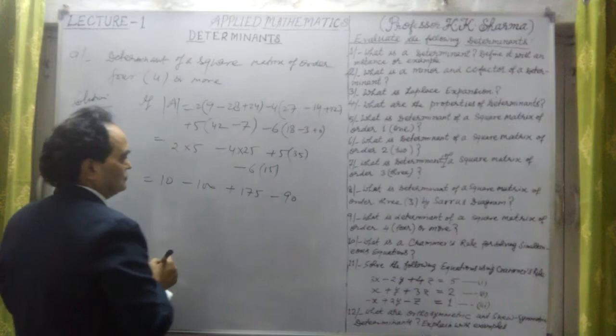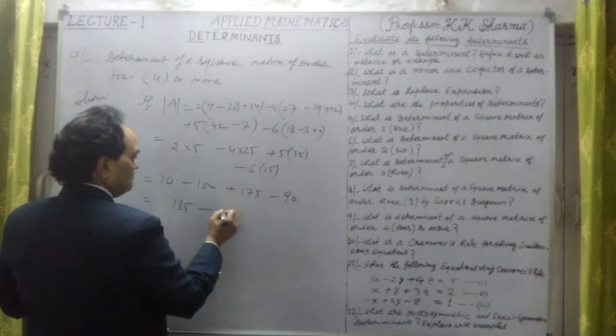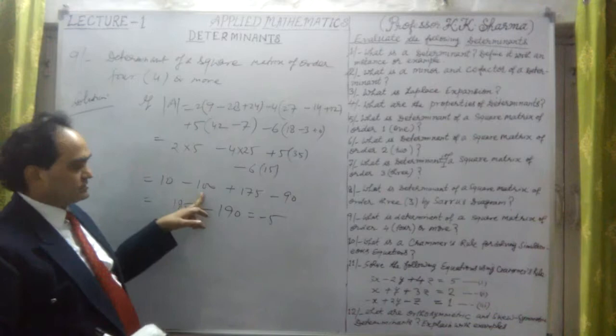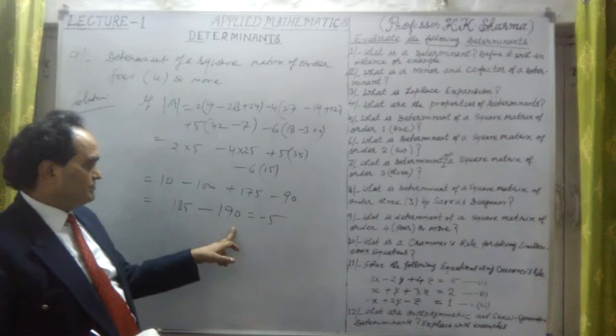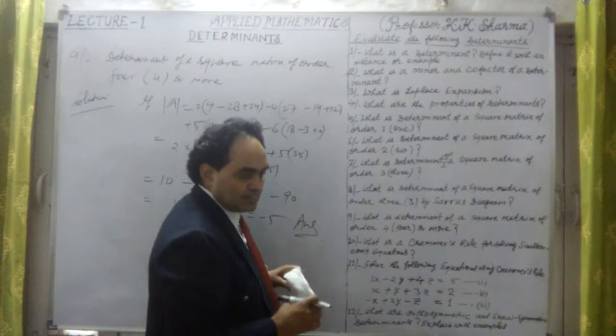Okay, so this is a negative value and a positive value. What is the negative value? 190 negative. Positive is 10 plus 1, 185. Minus 190. Minus 5. Okay. Minus 100. Minus 90. It is minus 180. Minus 195. And this is 175 plus 10, 185. 185 minus 190 minus 5 is the answer. Therefore, this is the determinant value of order 4.